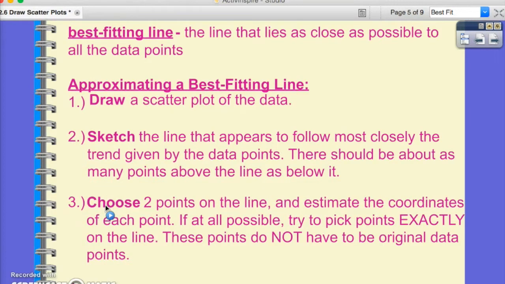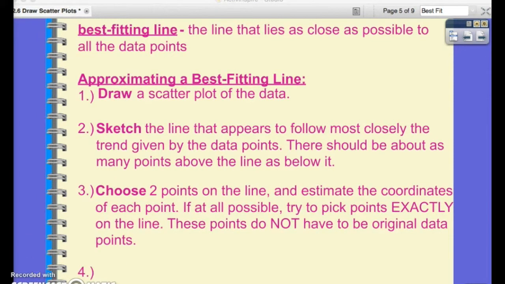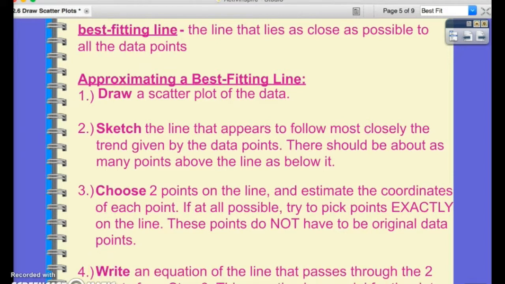All right, so then the next one, choose 2 points on the line and estimate the coordinates of each point. If at all possible, try to pick points exactly on the line. These points do not have to be the original data points. All right, so I like to find points that are right on the grid that I don't have to sort of try to figure out what they are, and you'll see that as we go through the examples. Last one, write an equation of the line that passes through the 2 points from step 3. This equation is modeled for the data. So we're doing what we did back in 2.4, write an equation of a line. All right.